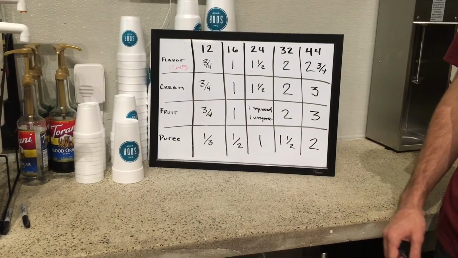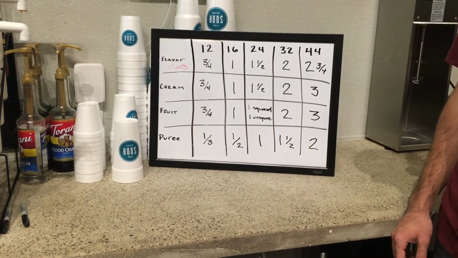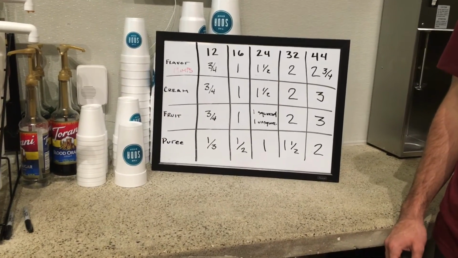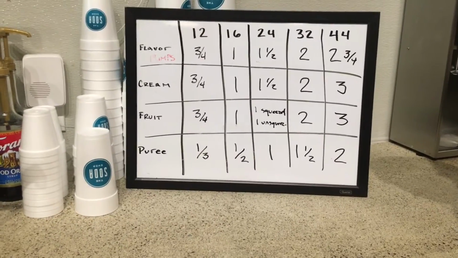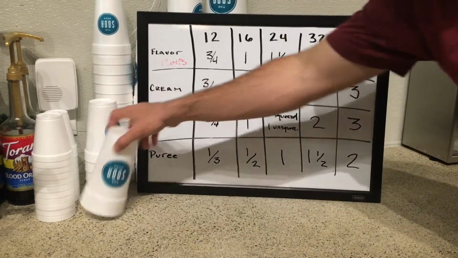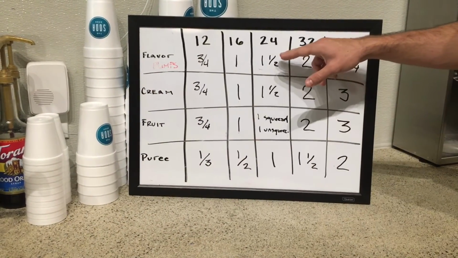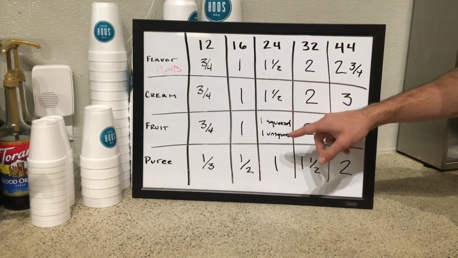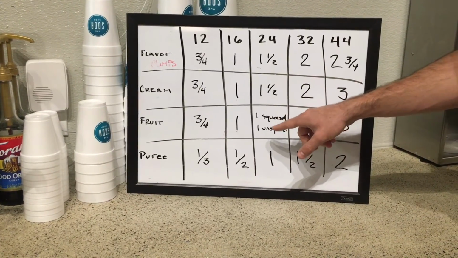Now that you're getting the hang of it, we're going to do something a little more intense. We're going to make a 24-ounce cocoa lime. A cocoa lime has Diet Coke, coconut, and fresh lime. We're going to do it in a 24-ounce cup. So we can see that the amount of flavor of coconut, we're going to do 1.5 pumps. And the limes, where it gets a little tricky, we're going to do 1 squeezed and 1 unsqueezed.